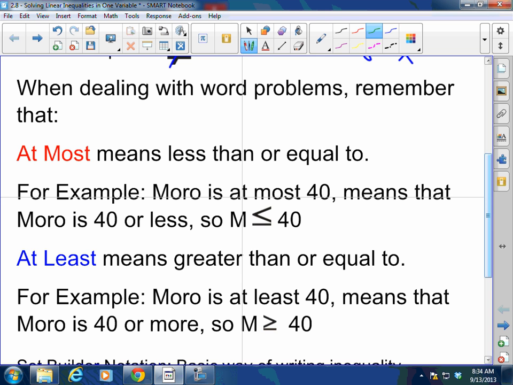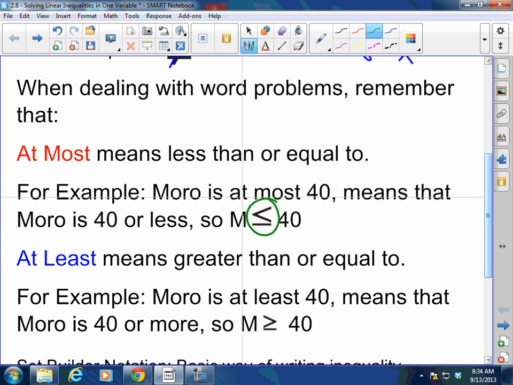So that means I'm 40 years or younger. Does that make sense, guys, in your head? So whenever we're talking about at most, we're talking about less than or equal. Now, at least, that reverses as well. You're thinking it's small, but it's really greater than or equal to.